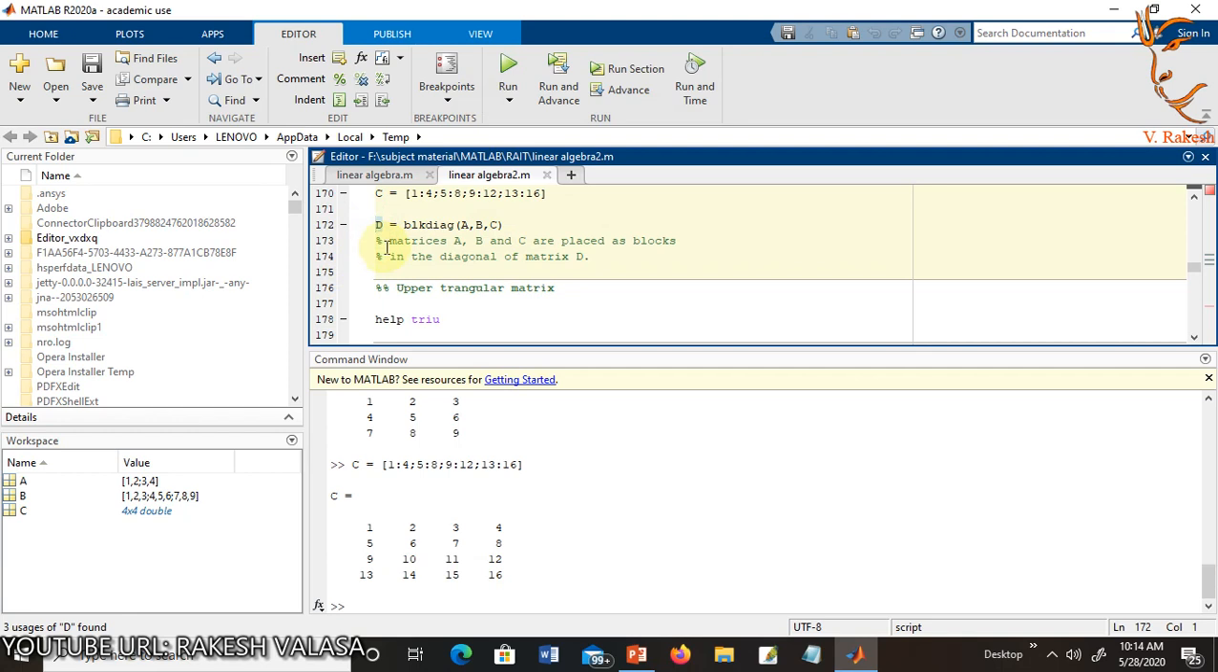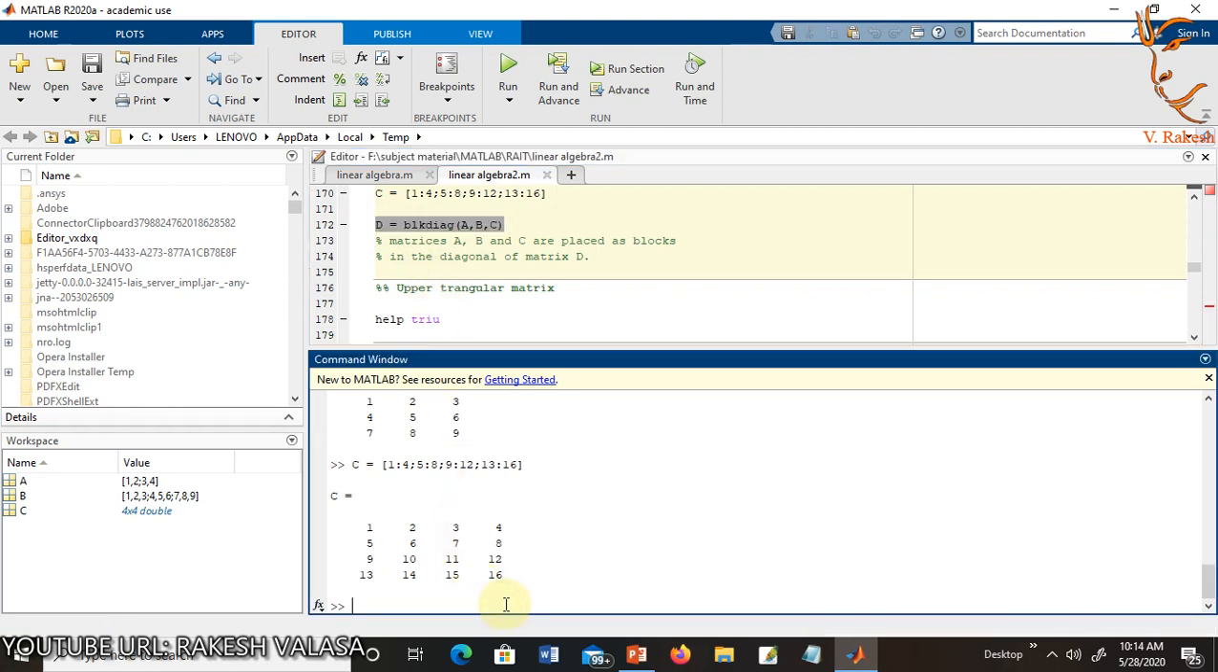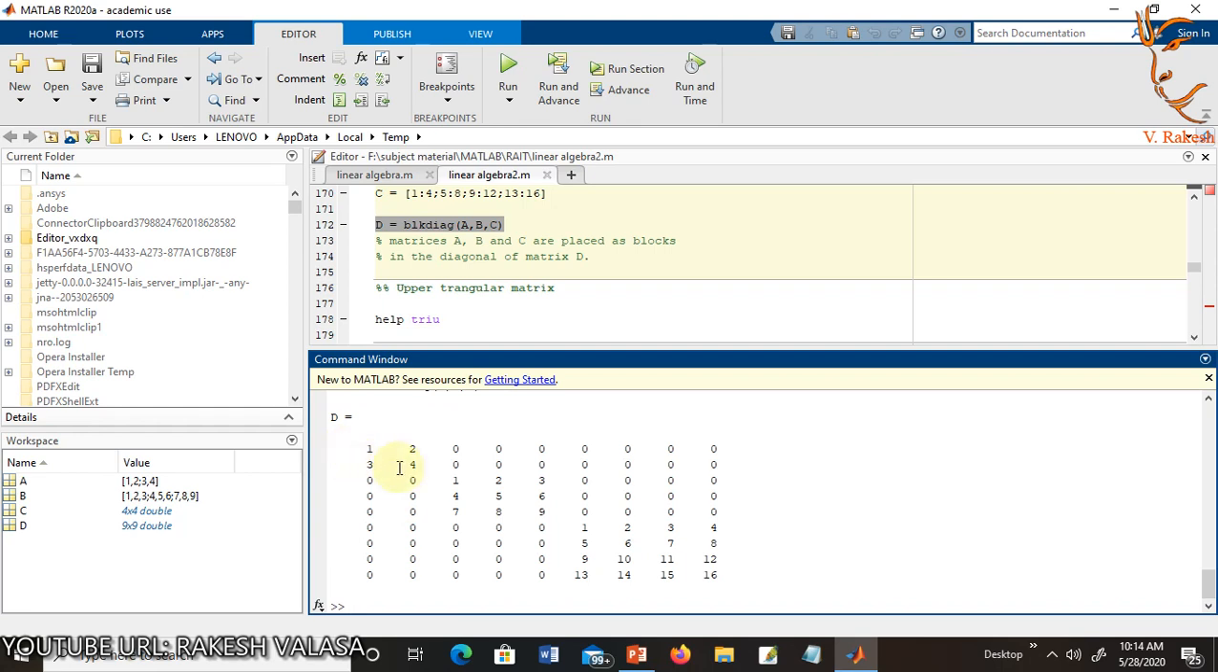Now write the syntax for block diagonal matrix, that is D equal to blkdiag of A, B, C. See the answer. This is the A matrix, this is the B matrix, this is the C matrix. It clubs the given matrices and forms a single matrix. Matrices A, B, and C are placed as blocks in the diagonal of matrix D.